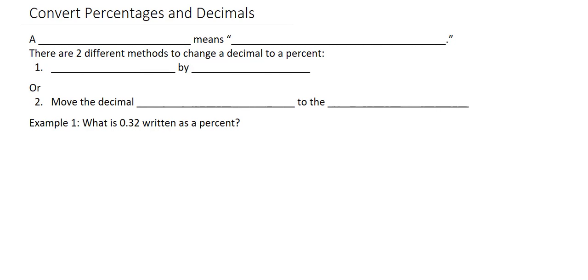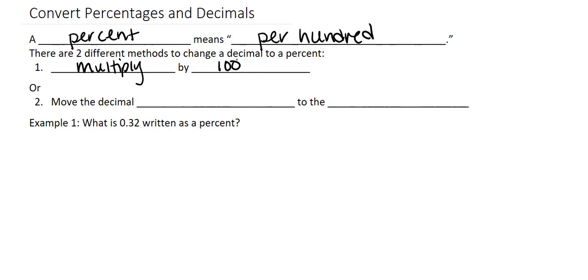Convert percentages and decimals. So a percent means per 100. And there are two different methods to change a decimal to a percent. So the first one is we can go ahead and multiply by 100, or we can just move the decimal twice to the right.